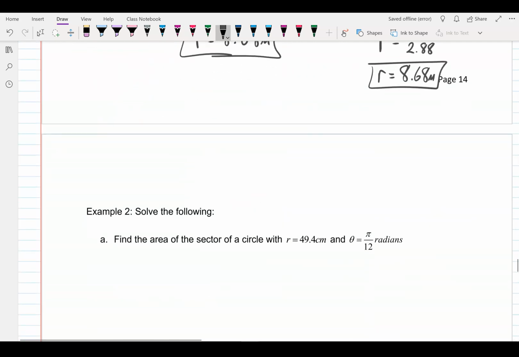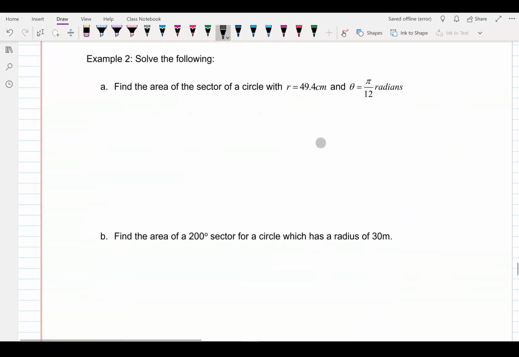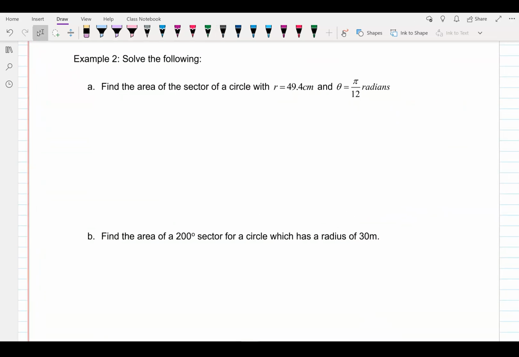We have one more topic to cover, which is the area of sectors, which is done in a very similar way to what we did for the arc length. So in example 2a, it asks to find the area of the sector of a circle. Okay, good, it's a circle, with our radius equal to 49.4 centimeters and our angle being pi over 12 radians. So we're looking for area. I'm going to write what I've been given.